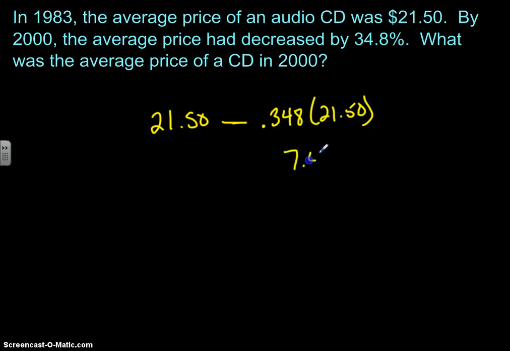That gives me 7.482. Okay, 21.50 minus that. And that's going to give us 14.018. Since it's money, we're just going to round off to the hundredths place. So it's going to be 14.02. Okay, so we had a decrease of $7.48 to bring it down to $14.02 for an average price in 2000. Okay, and that is it for today.